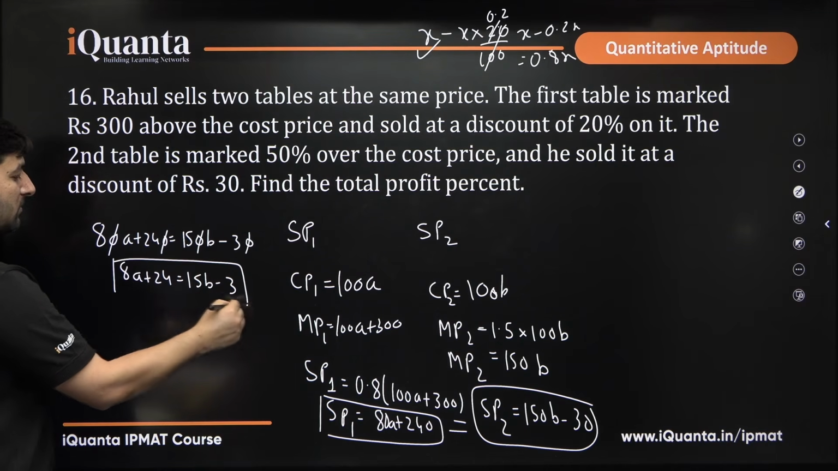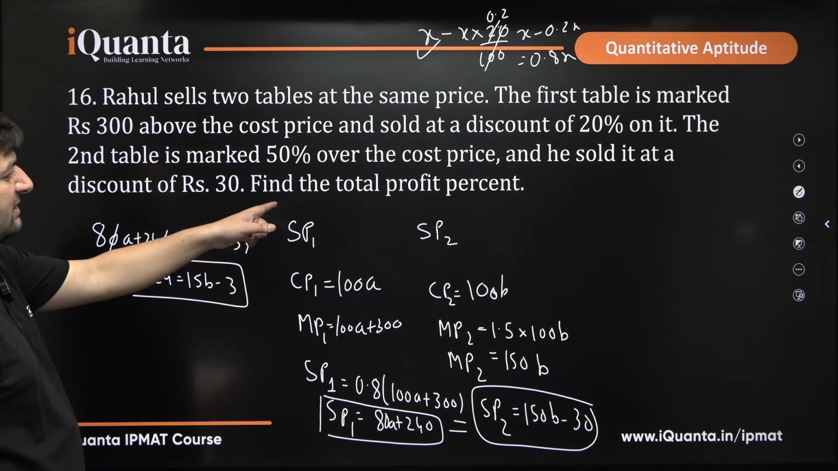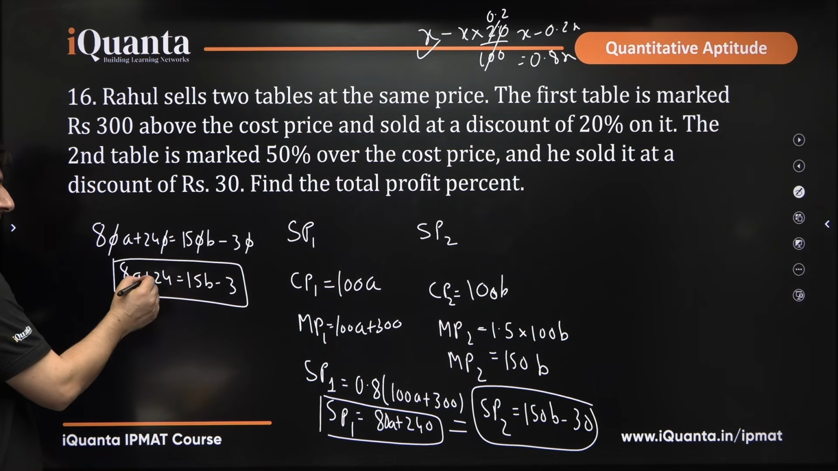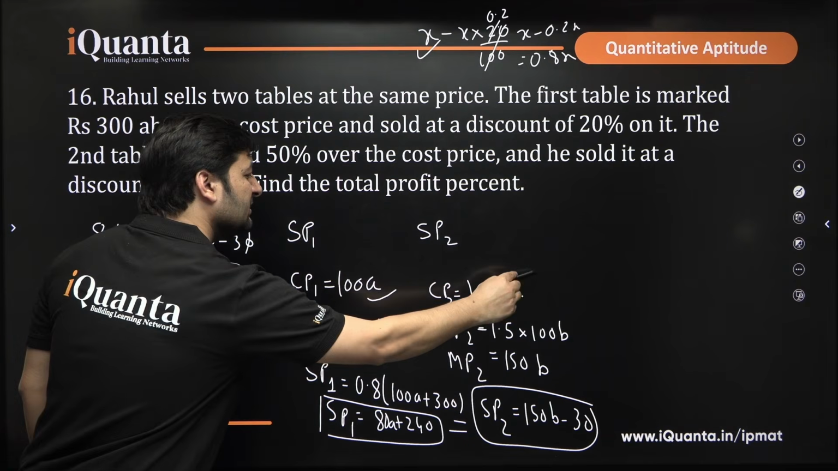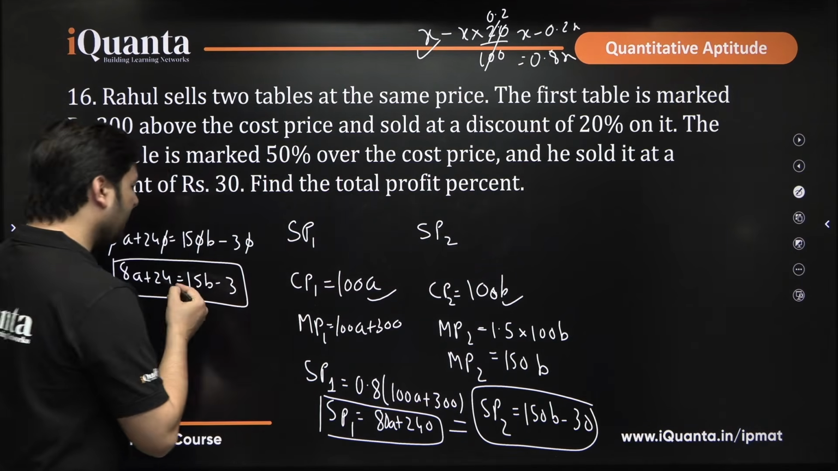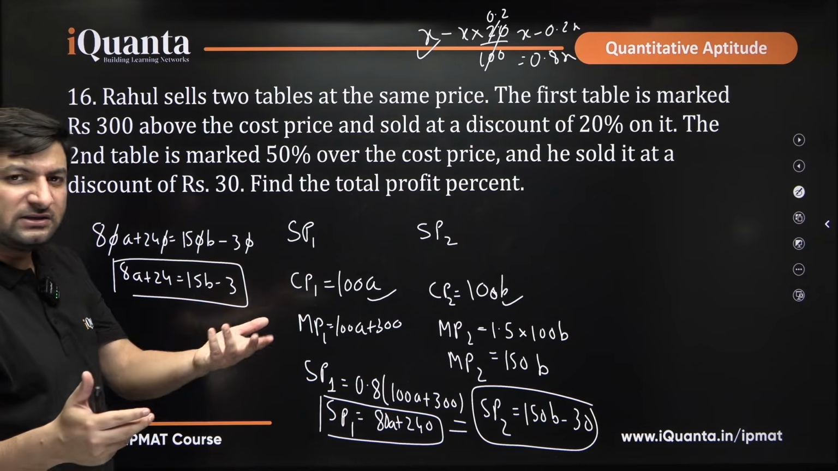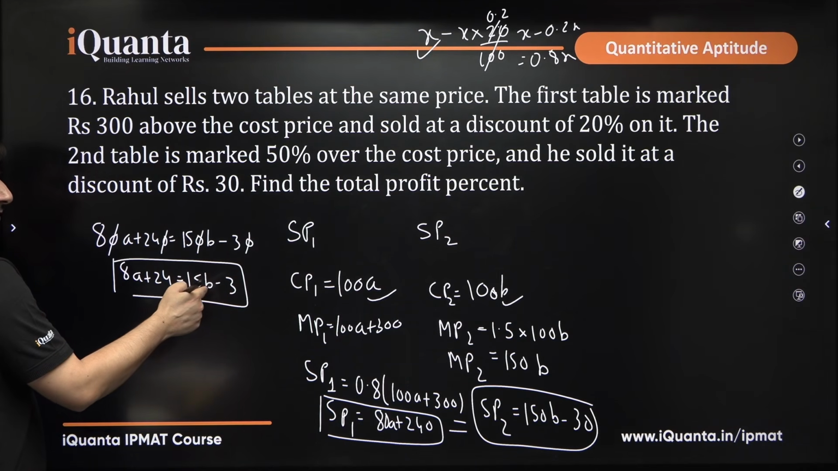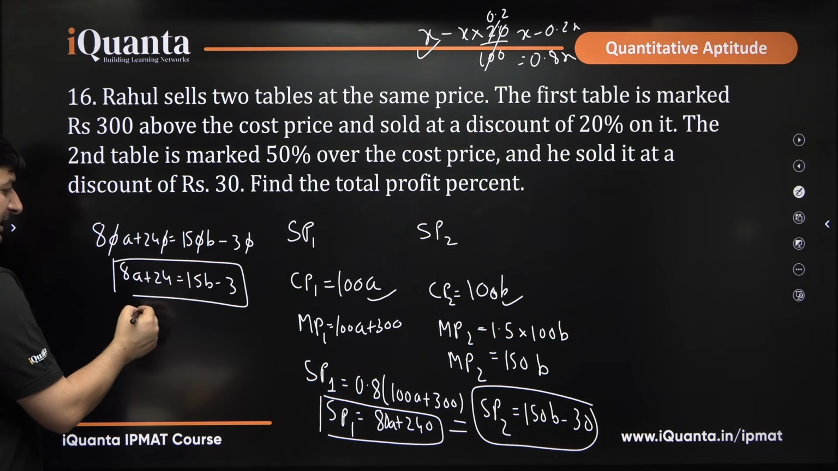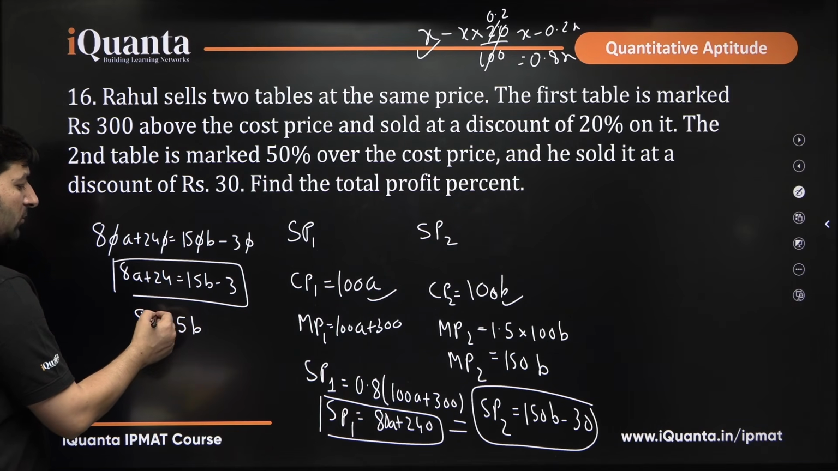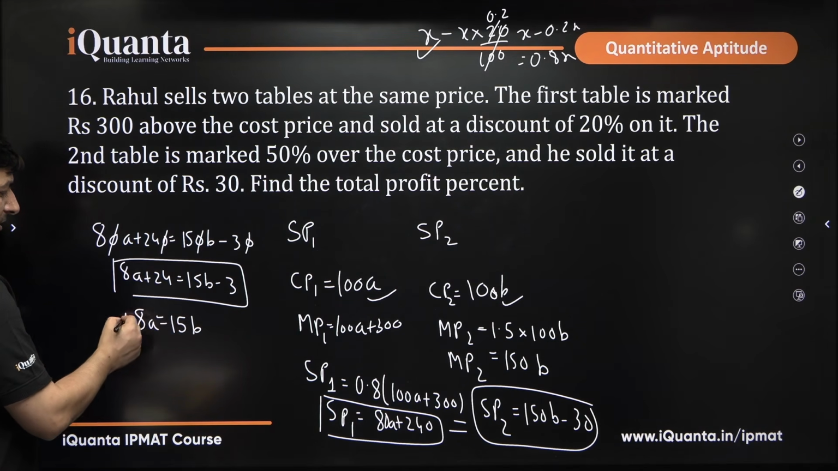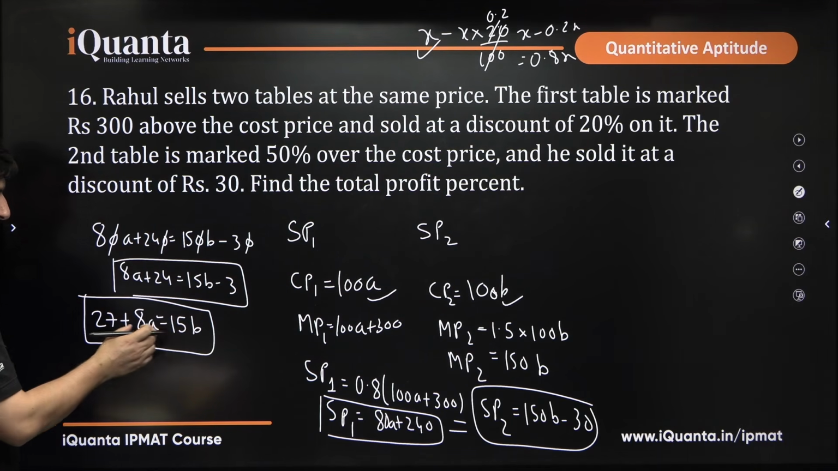Now see, you have got this equation. What is it asking? Find the total profit percent. See, 8A plus 24 equals 15B minus 3. Are the values of A and B fixed? A and B are simple variables, yes or no? So can I find just a set of values of A and B that satisfy this equation? Let me bring this minus 3 here: 27 plus 8A equals 15B.